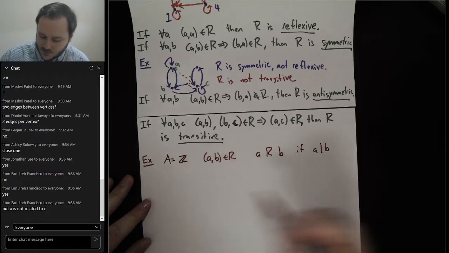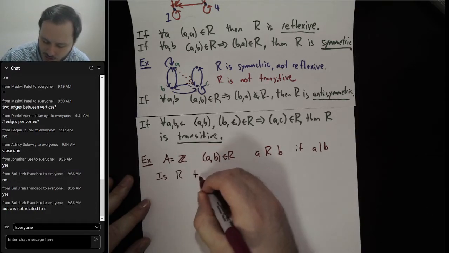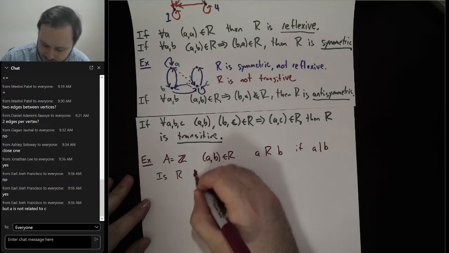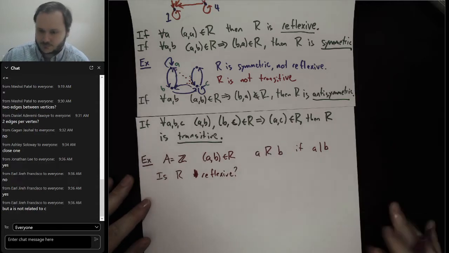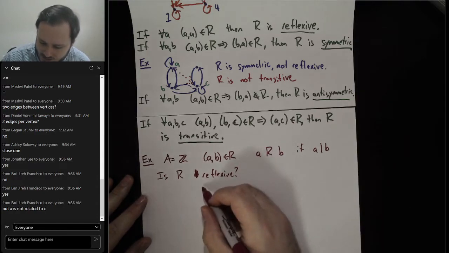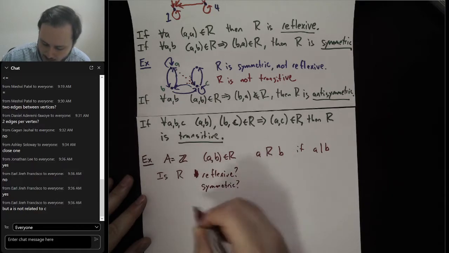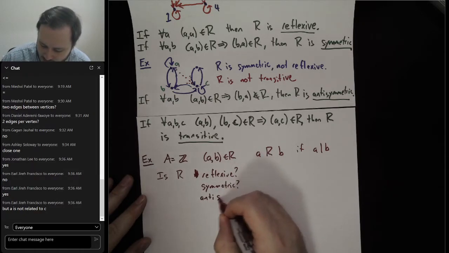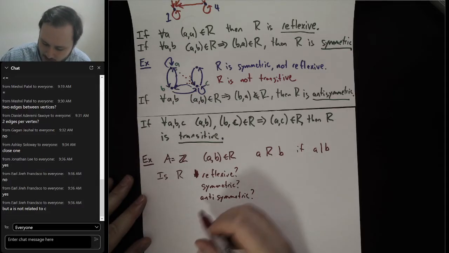Is this relation reflexive? Is it symmetric? Is it antisymmetric? And is it transitive?